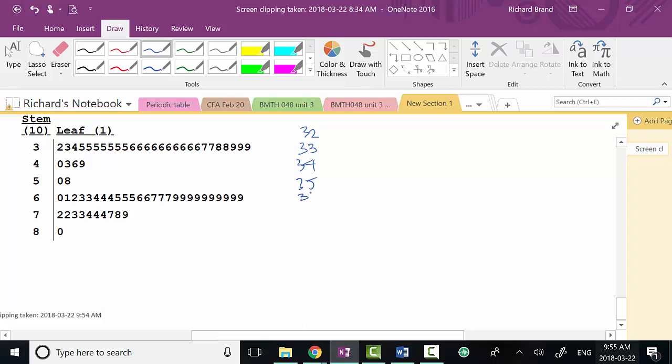35, 35. How many are there? 1, 2, 3, 4, 5, 6, 7. Okay, and then there's a whole bunch of 36s. And so you write down your list. You rank them from smallest to largest, again just using the stem leaf plot as your reference. Then you add up all the terms, divide by the number of items, which is 70 in this case, and then you get the mean.